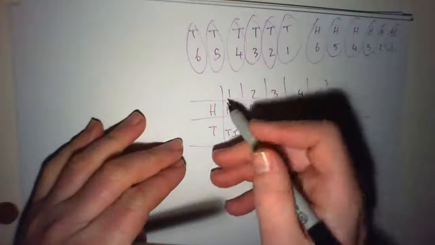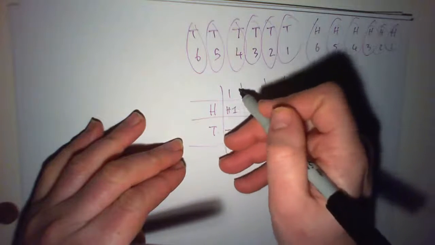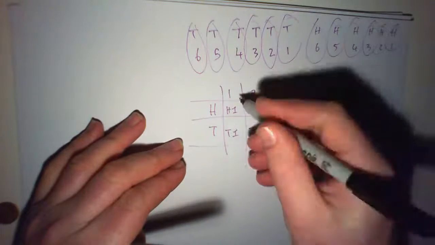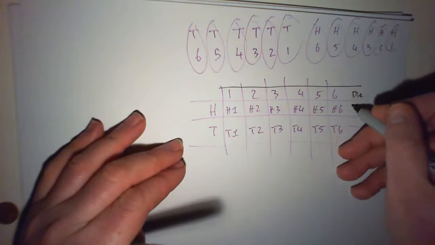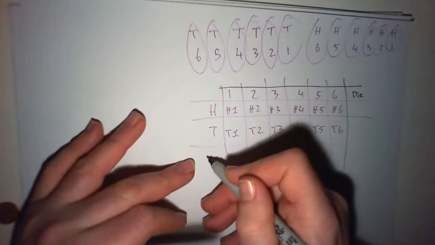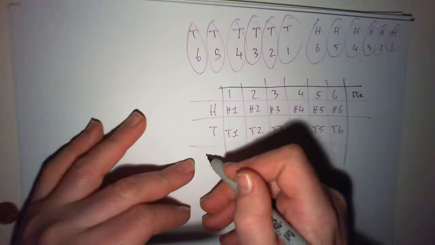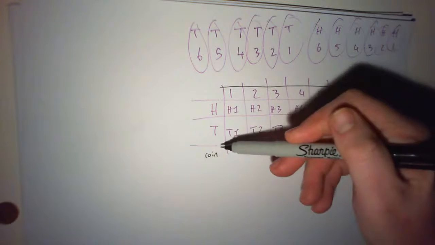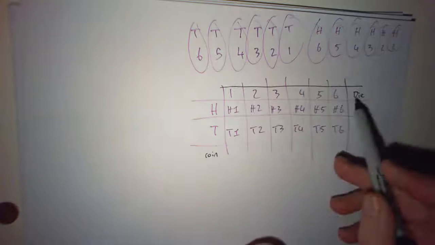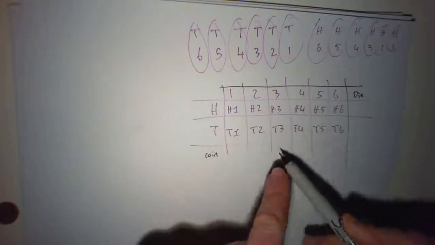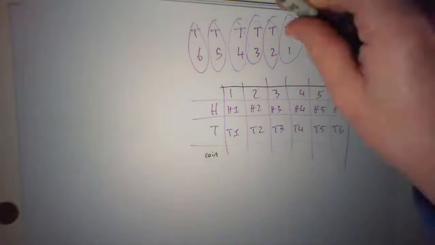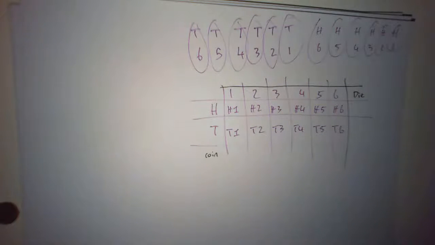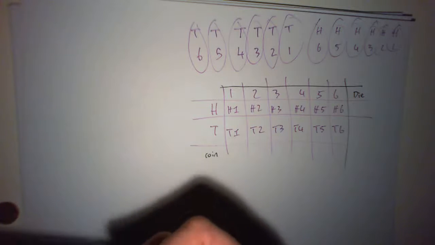So across here, what are these? These are die. And what are these? These are coin. So there's the outcomes from a coin. They're the outcomes from a die. But when you combine them, you get these 12 possible outcomes. Okay? So that's where this comes into play. So we'll do another example.